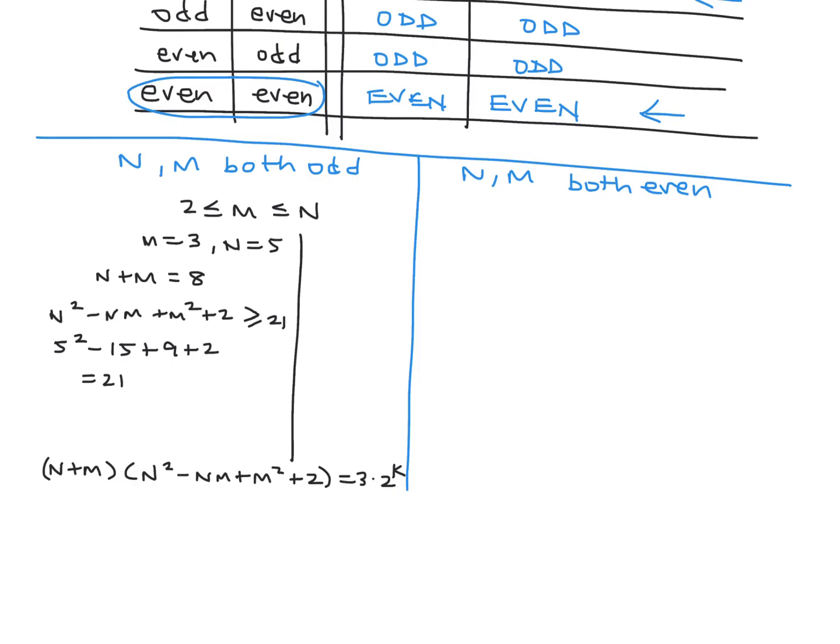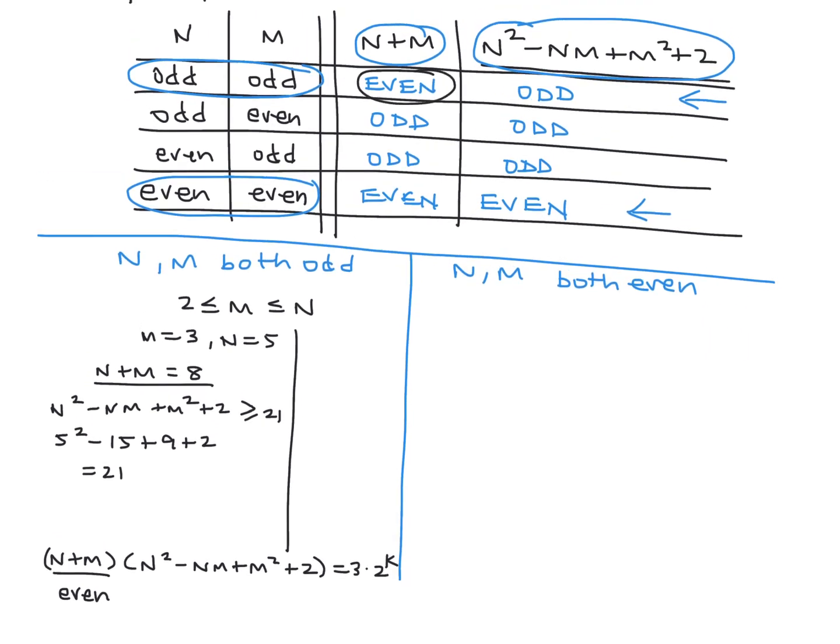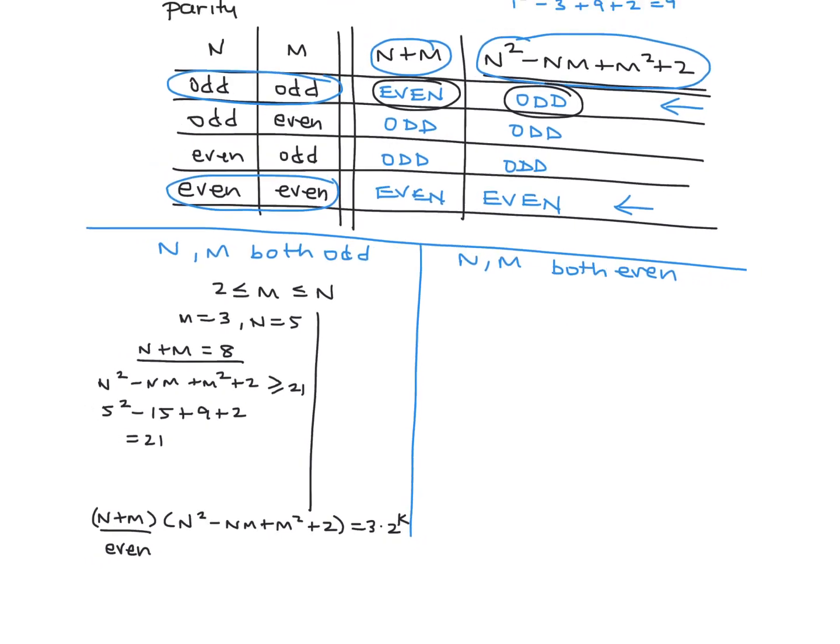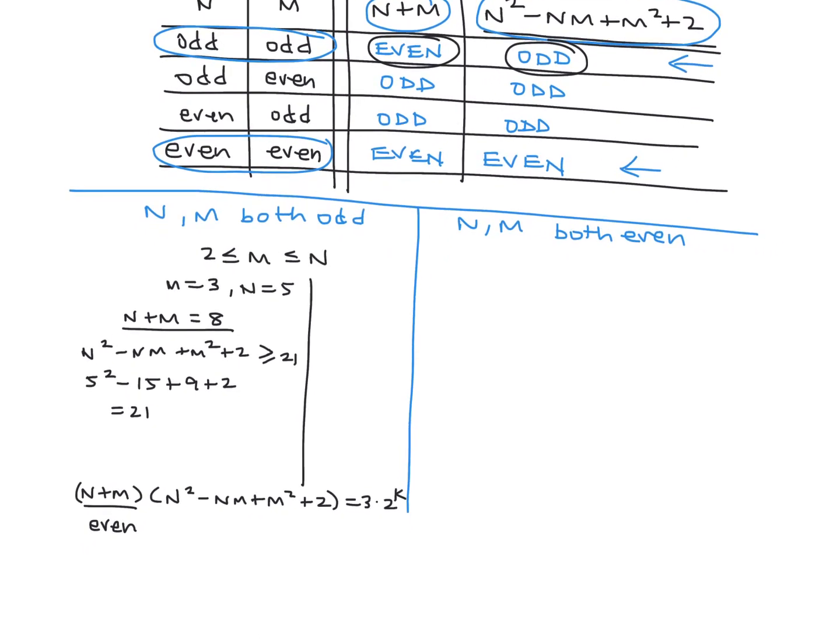Now, since n plus m is even, which we figured out up here, this has to be odd, that whole big long one. So on this side, that's the even part, the 2 to the k part, and on this side, that's the odd part, so this guy has to be 3. Or it could be 1. It could be either 2 to the power of k, or it could be 3 times 2 to the power of k. So let's explore those two scenarios.